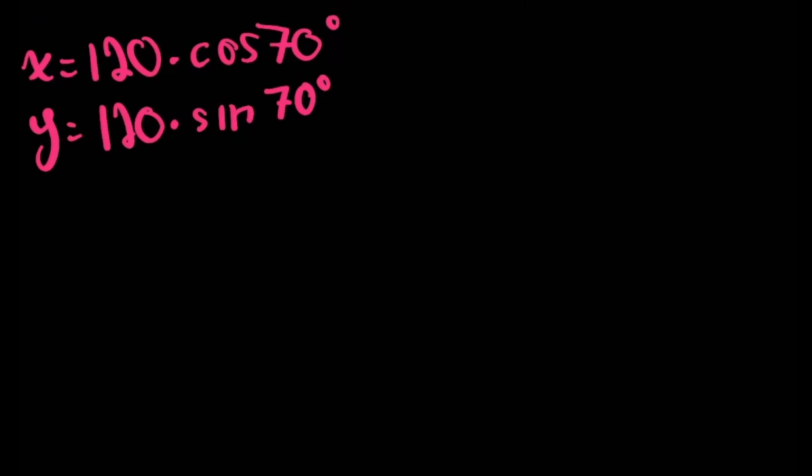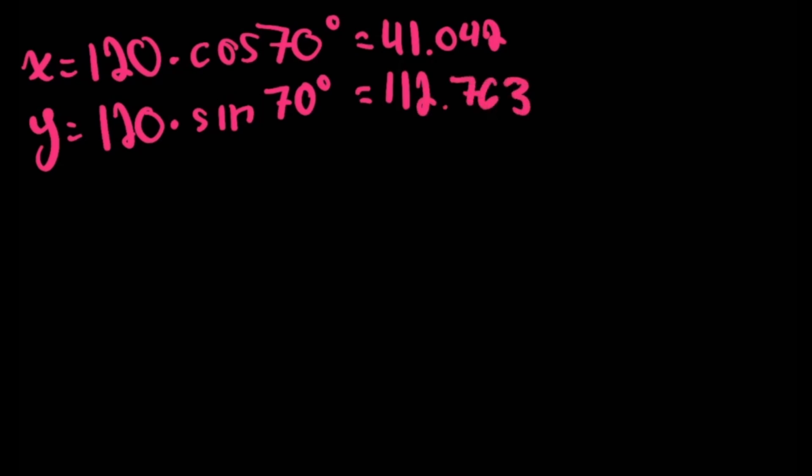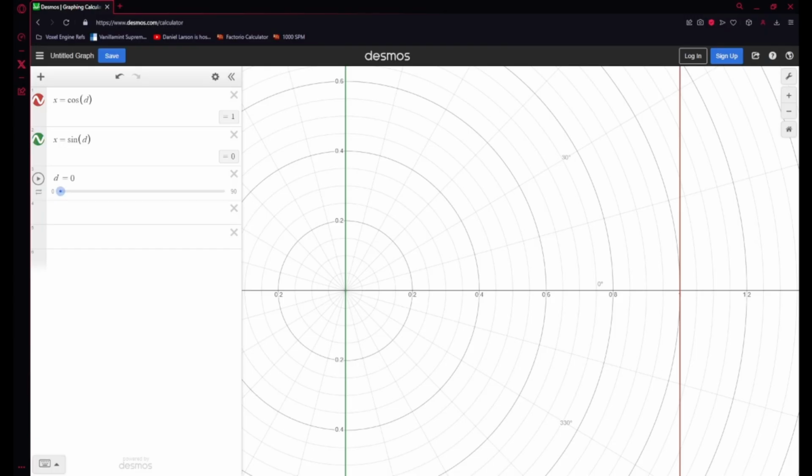The resulting value is, on the x, 41.042, and on the y, 112.763. By using the angle 70 instead of 20 as our launch angle, we can see that the x and y values have swapped places. I believe this is because of the 90-degree offset between sine and cosine.